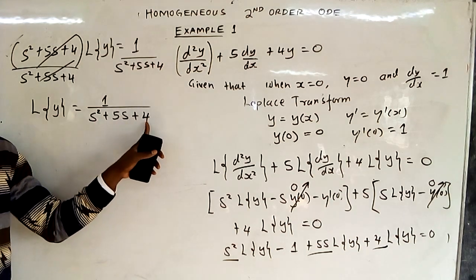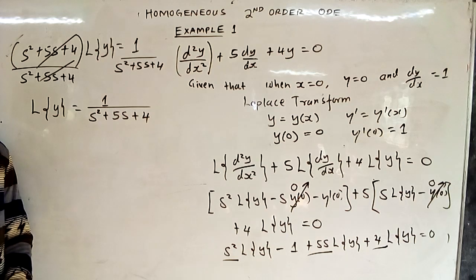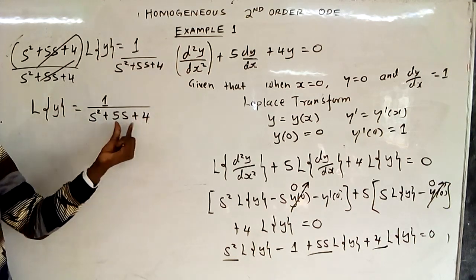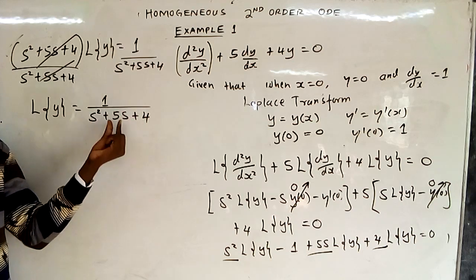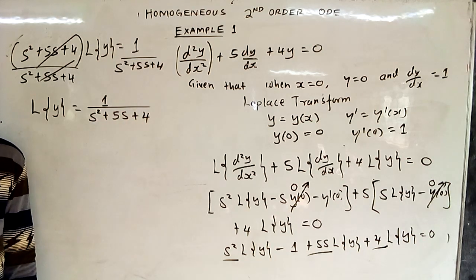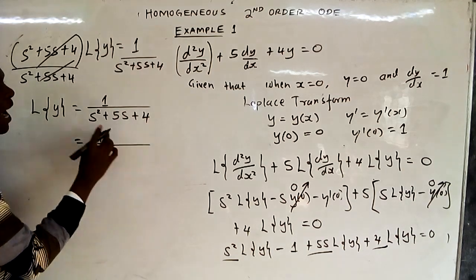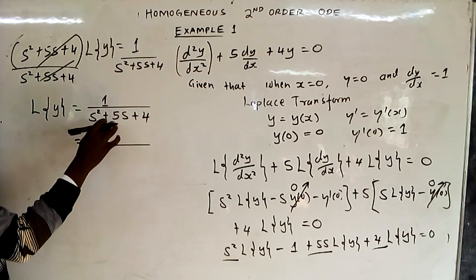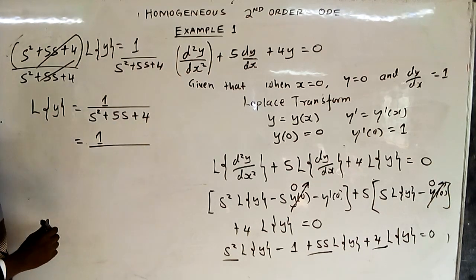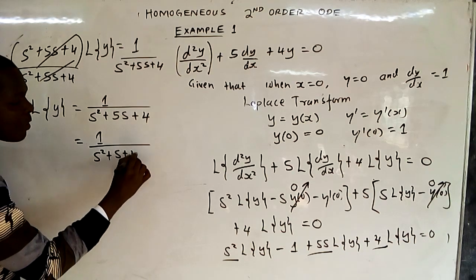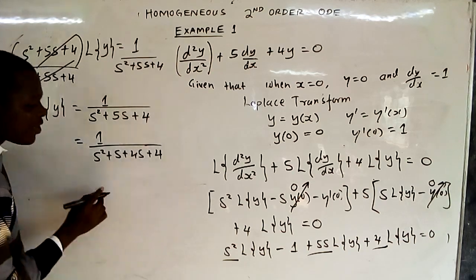This is quadratic, so you want to use the method of partial fraction. So first of all, can you use factorization? Can factorization do this? A product of 4 and the sum of positive 5. That is positive 1 and positive 4, isn't it? Yeah. So it means it is going to be 1 over s squared plus s plus 4s plus 4.